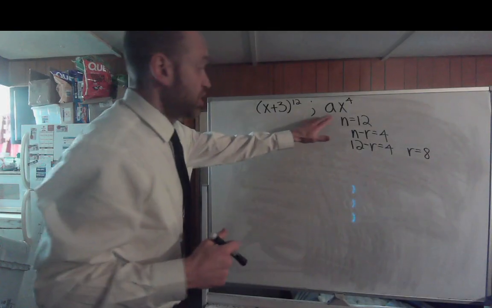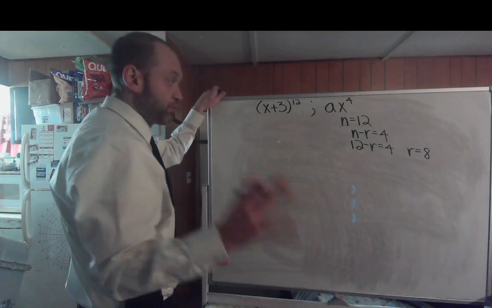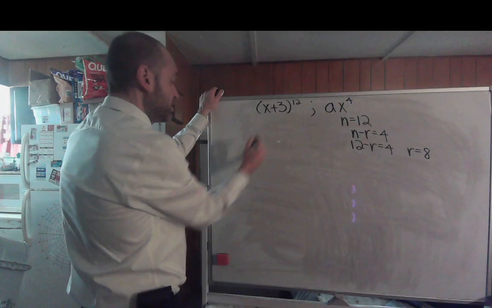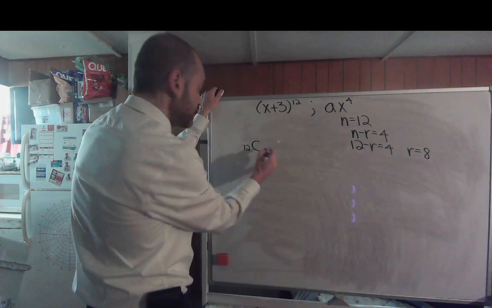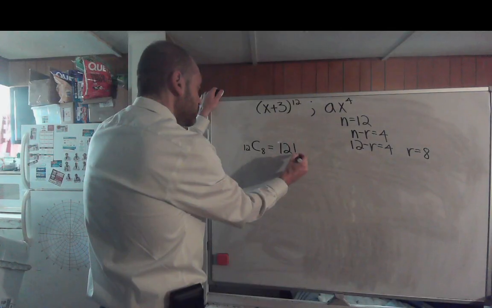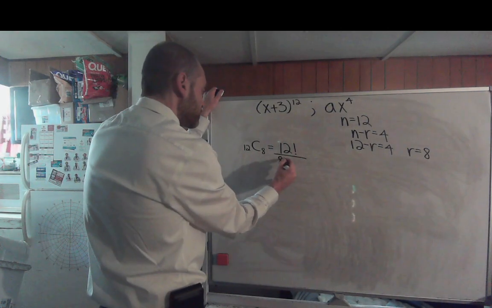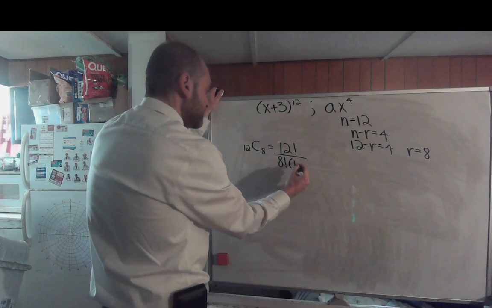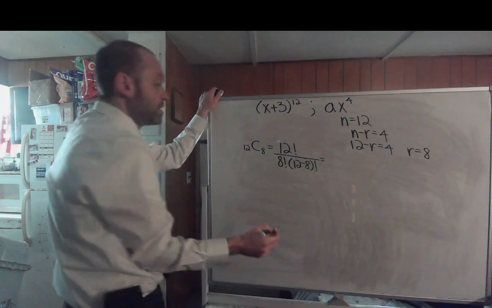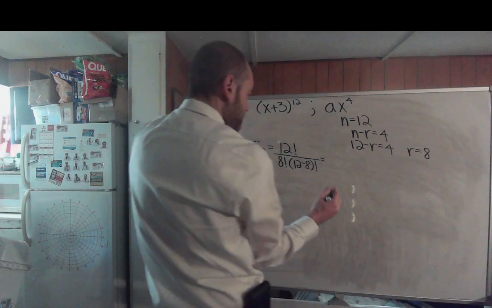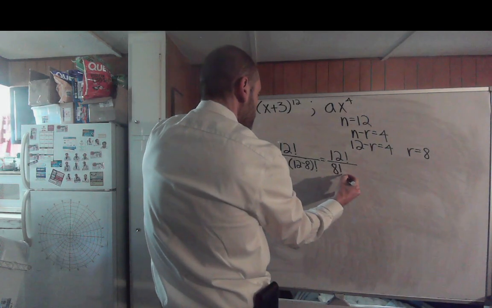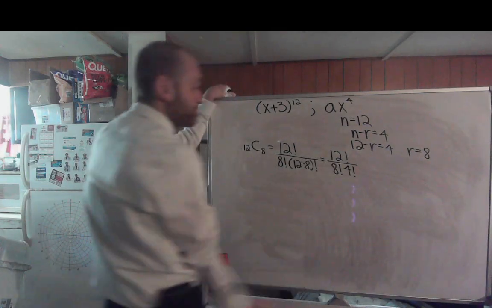Now, to find the true coefficient, we start out like we did in the last problems. We're going to take the combination of those 12 things, the n things, r at a time. In this case, it's 8. So you'll get 12 factorial over 8 factorial times the quantity of 12 minus 8 factorial, which is going to give you 12 factorial over 8 factorial times that 4 factorial.